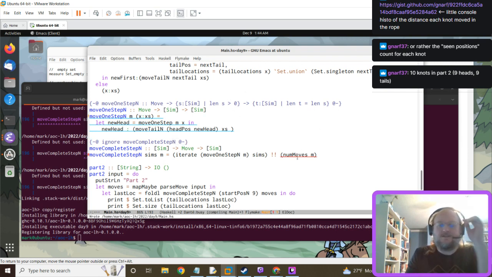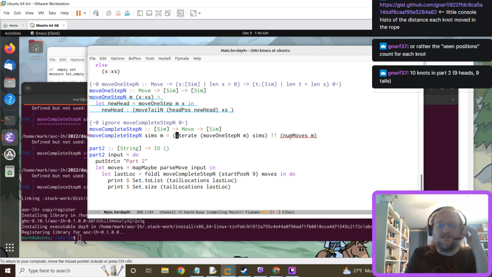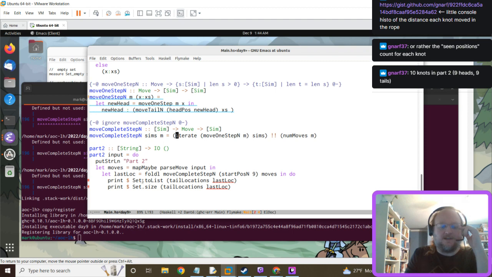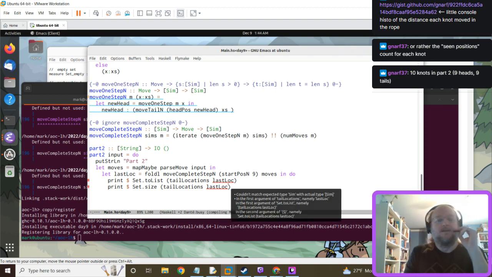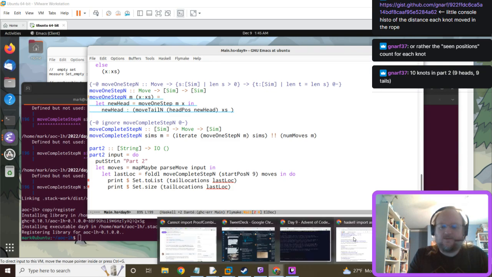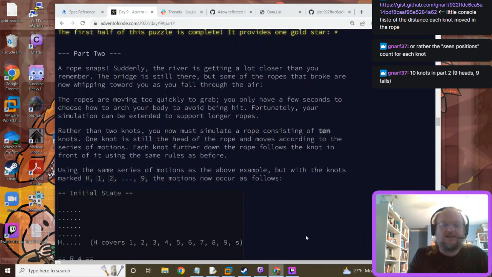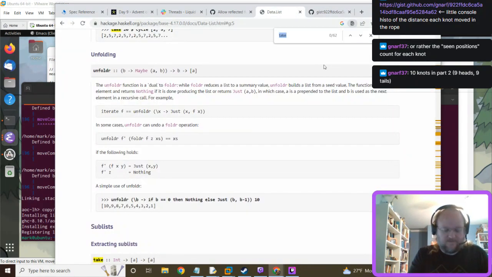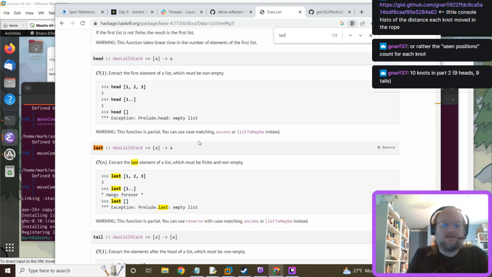Okay, same problem here as last time. Doesn't know that the list is infinite. All right, and we need to take the last element of the list. What is the Haskell? Last.